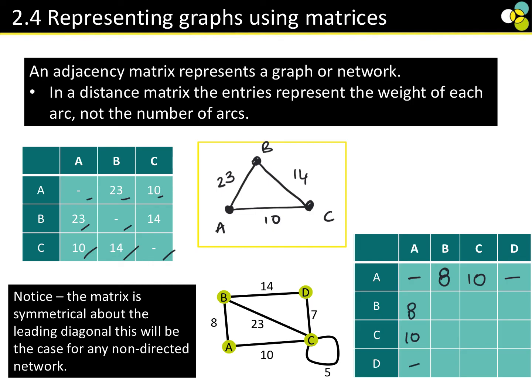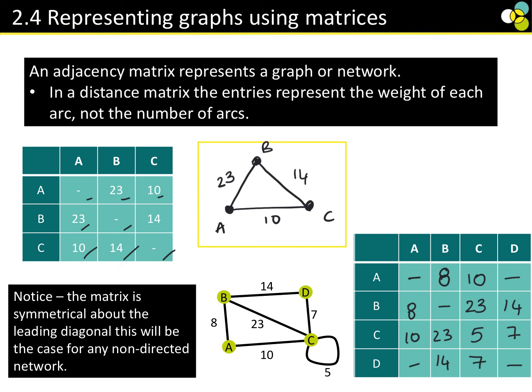Then, B to B, nothing. B to C, 23. B to D, 14. And again, we've got our symmetry. C to C, we can go from C to C, it's 5. Okay, C to D, 7. And again, we have that symmetry. And then D to D, we don't have anything. Nice and simple.